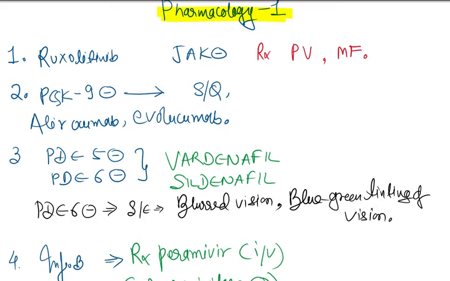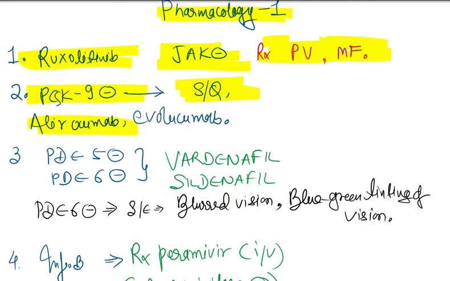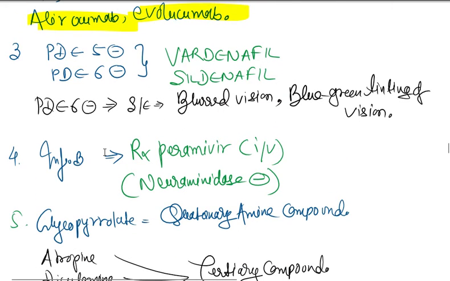So, ruxolitinib is a Janus kinase inhibitor. It is used for treatment in polycythemia vera and myelofibrosis. MF is myelofibrosis. Next one, PCSK9 inhibitor, and this is given subcutaneously, and the drugs are alirocumab and evolocumab.